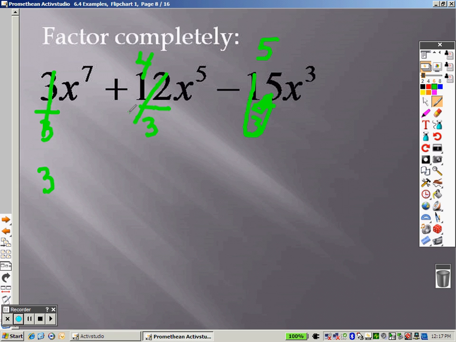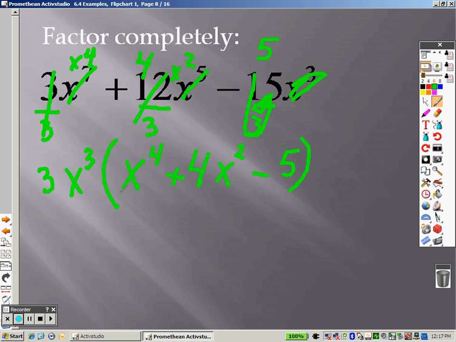Okay. Next up is x's. I want to take out any x's that are all the same. Well, I have an x cubed that I could take out of every single one of these. If I take an x cubed out of every one, that means there are no more x's here. If I take out an x cubed, all I have left is an x squared. If I take out an x cubed here, all I have left is an x to the 4th. So all I have left on the inside is an x to the 4th for the first term. And I still have in the second term a positive 4 and an x squared. And all that's left in the last term is a minus 5.